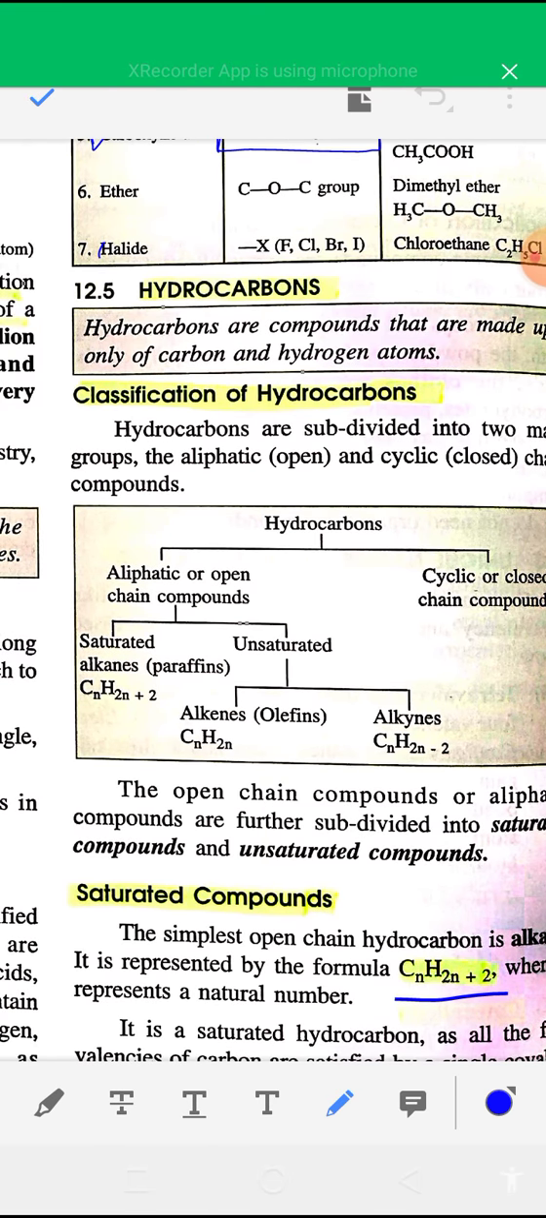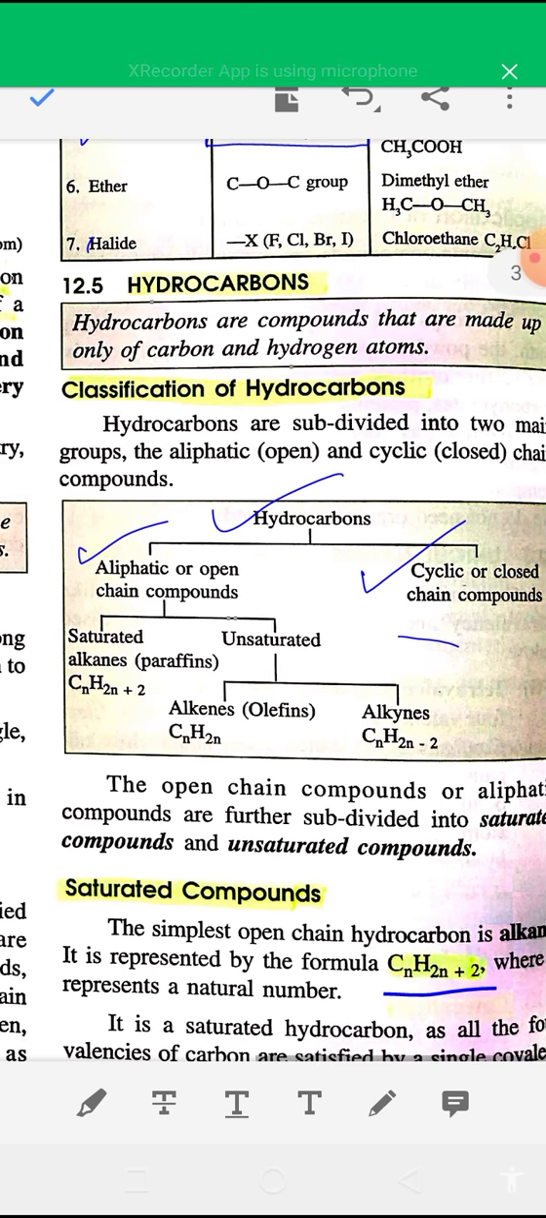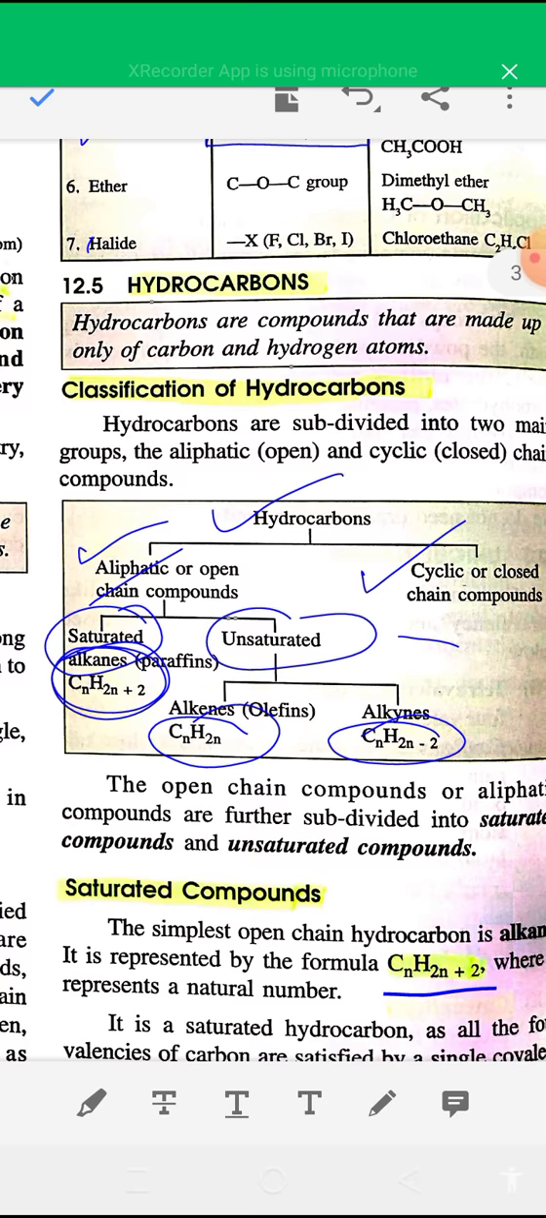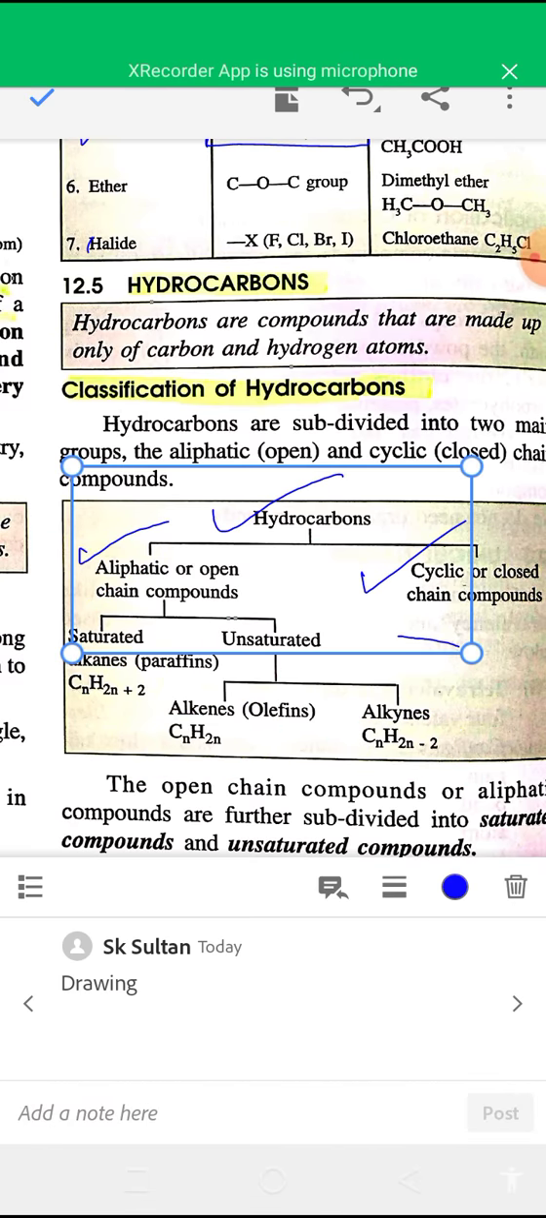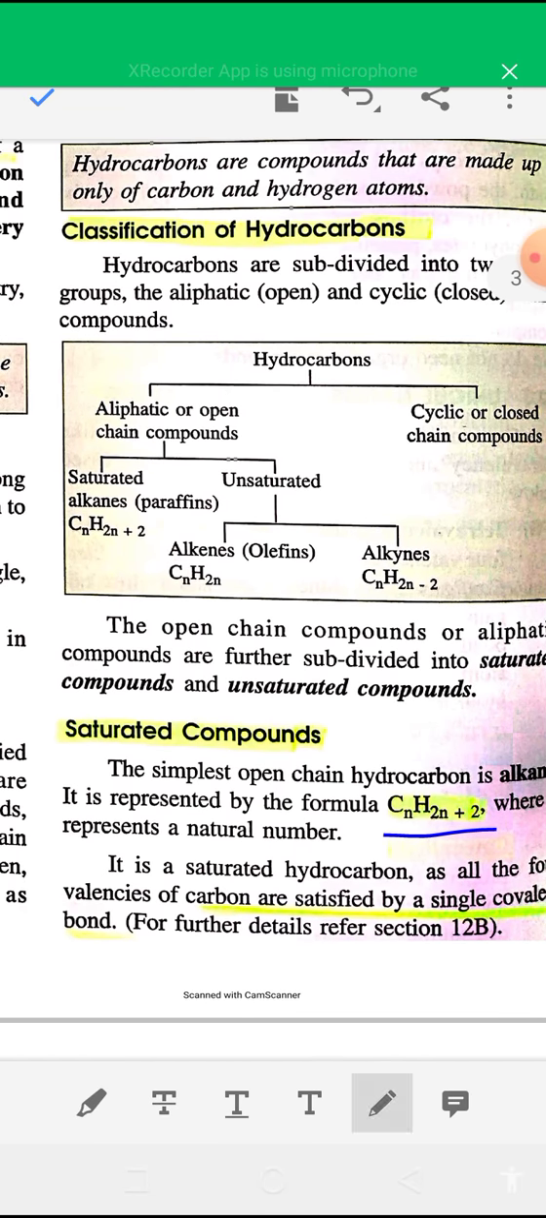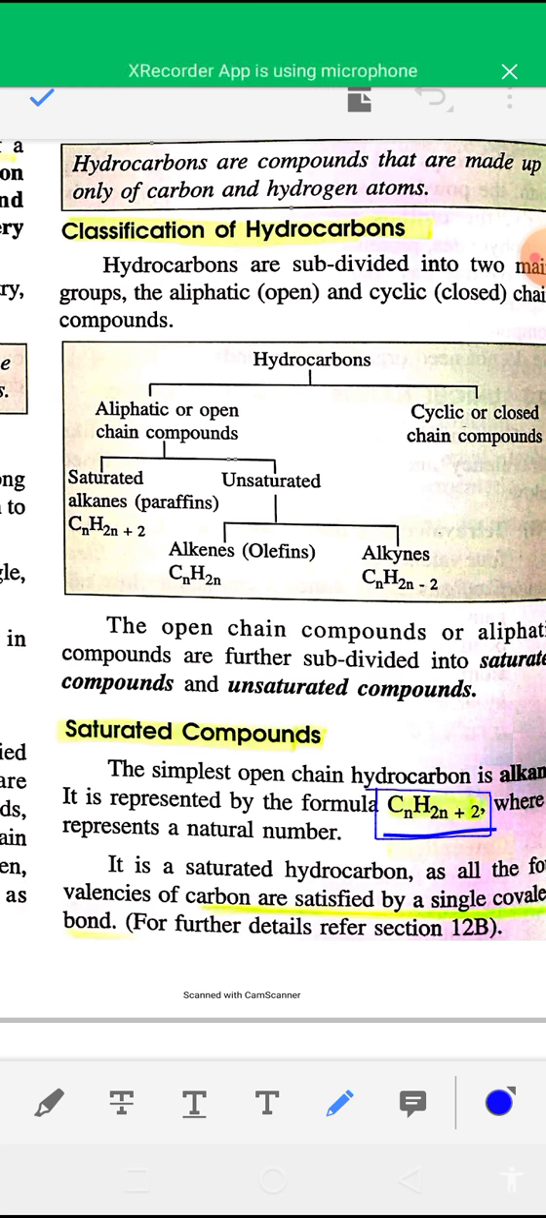In this tabular form it is given that hydrocarbons are of two types: aliphatic and cyclic, or closed chain compounds. Aliphatic are open chain compounds. Aliphatic compounds are further classified into saturated and unsaturated. Saturated hydrocarbons are also known as alkane, and unsaturated are of two types: alkene and alkyne. So this is the classification of hydrocarbons. First, saturated hydrocarbon. The general formula of saturated hydrocarbon is CnH2n plus 2. Saturated hydrocarbons are also known as alkane.